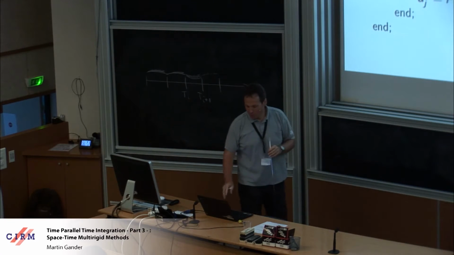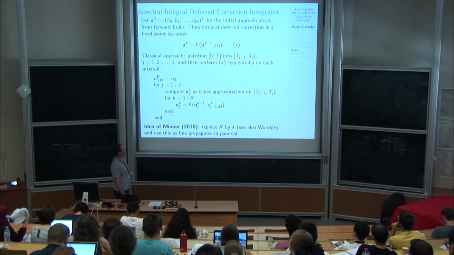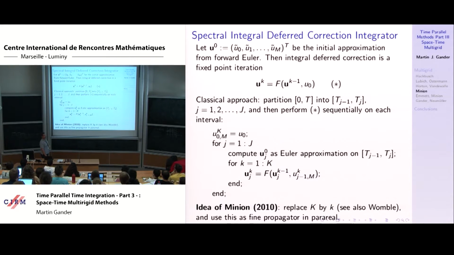Now, what was the observation of Minion? Now you can try to see what changes in this algorithm. Something is going to change, something very small. Did anybody see what changed? Can you see? It's this index here. So what did Minion do?